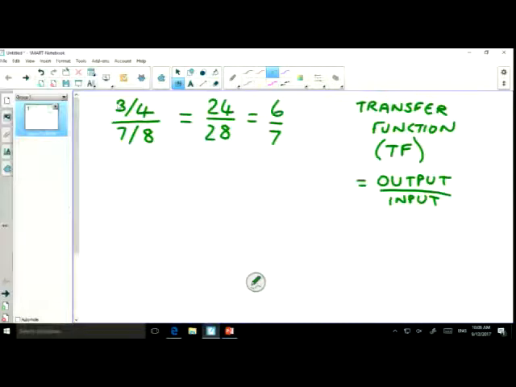24, 28. 6/7. Which is 6/7. Okay, did anybody know how to do that? So the way I did that was I did 3/4 because you're the numerator. There is a reason I'm doing this. We're going to be using it for algebra. It's not just going to be easy numbers like this.